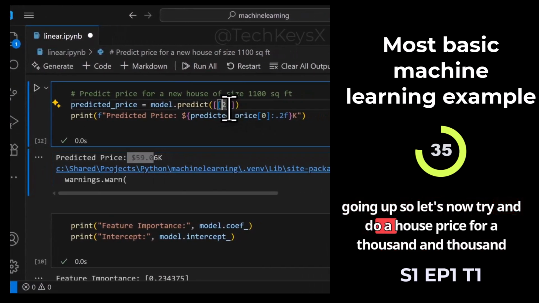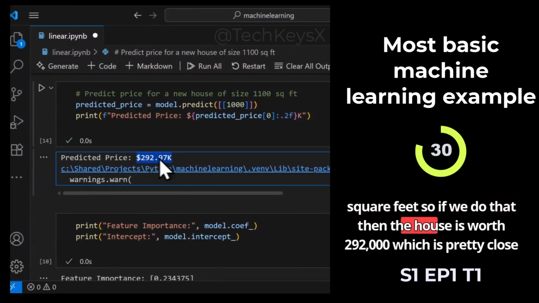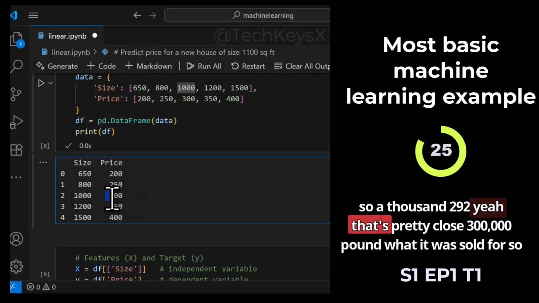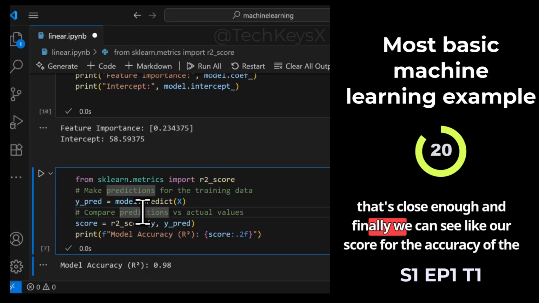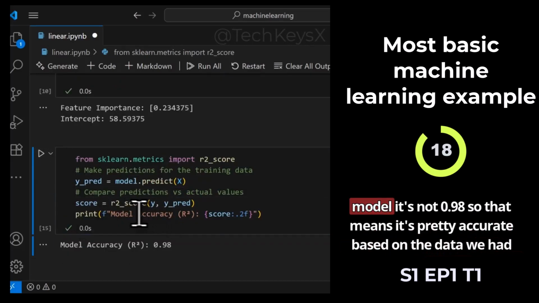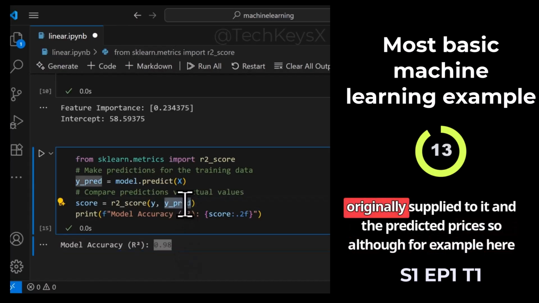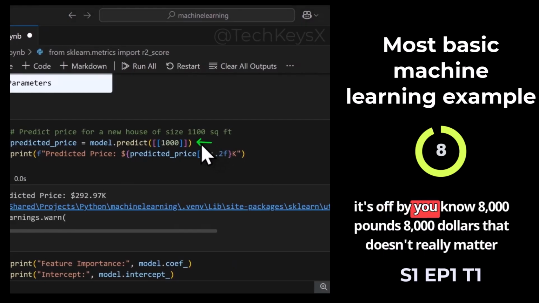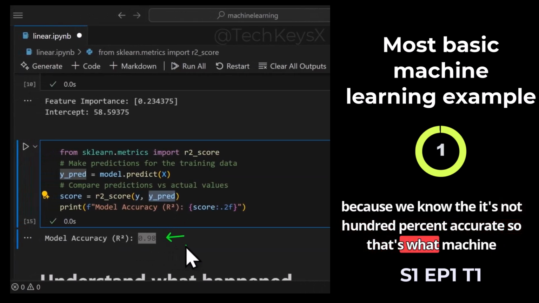So let's now try and do a house price for 1,000 square feet. If we do that, then the house is worth 292,000, which is pretty close. So 1,292, yeah, that's pretty close to the 300,000 pounds it was sold for. So that's close enough. And finally, we can see our score for the accuracy of the model. It's 0.98. So that means it's pretty accurate based on the data we had originally supplied to it and the predicted prices. So although, for example, here it's off by $8,000, that doesn't really matter because we know it's not 100% accurate. So that's what machine learning is.